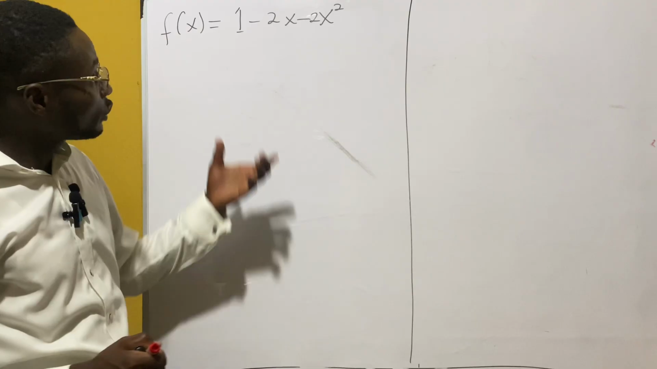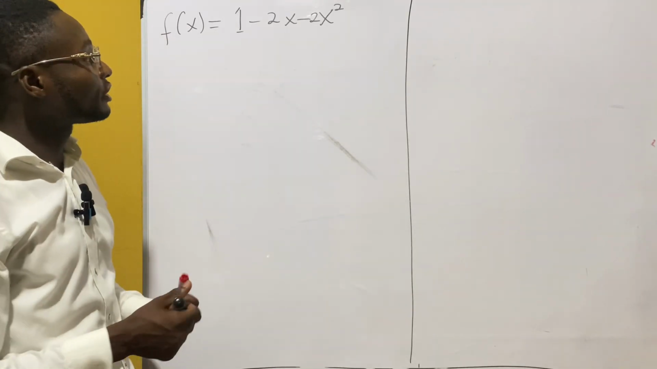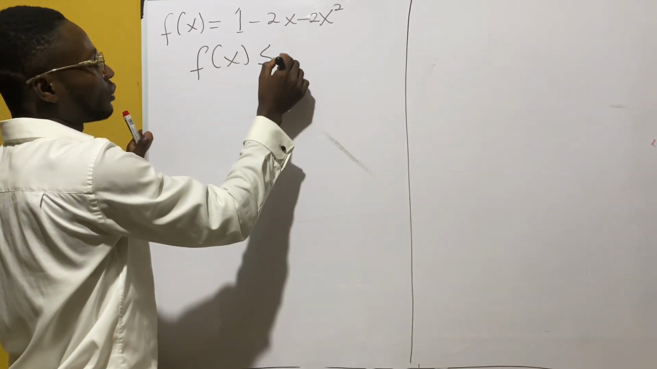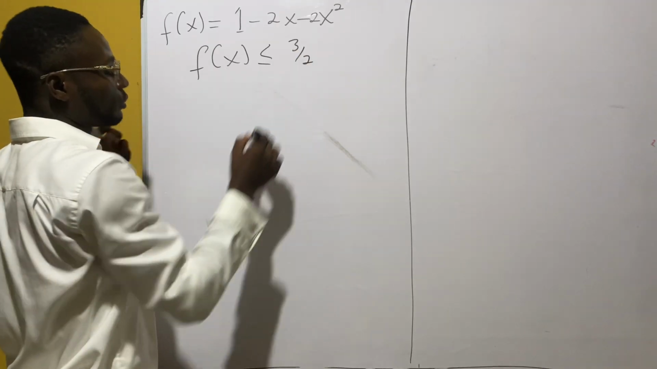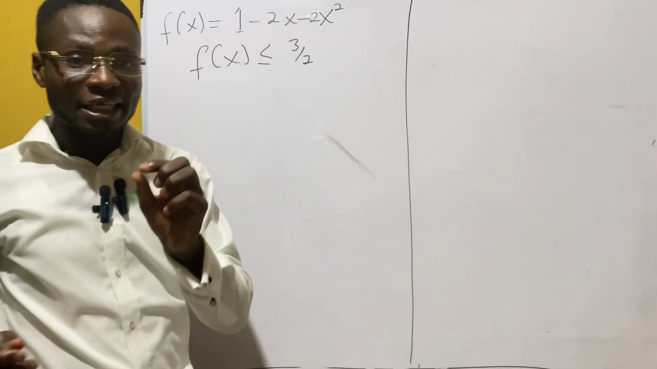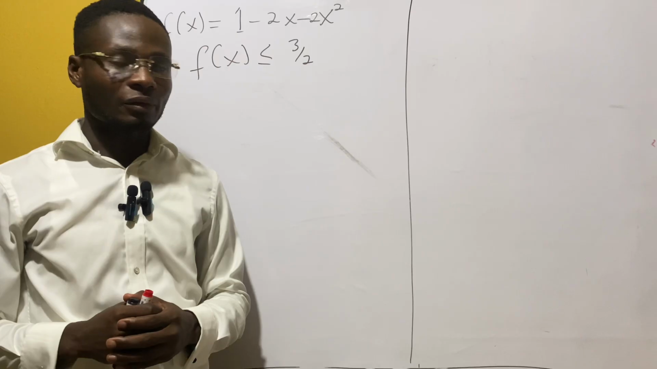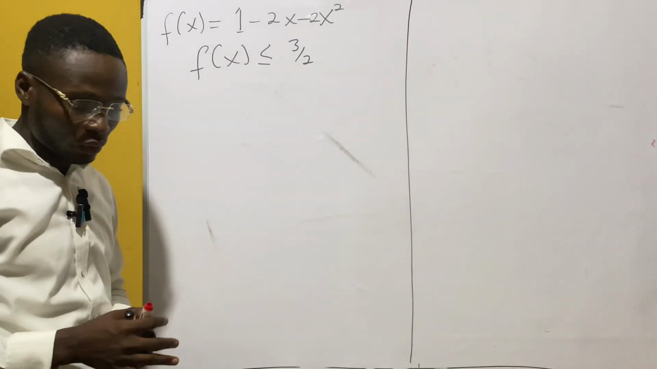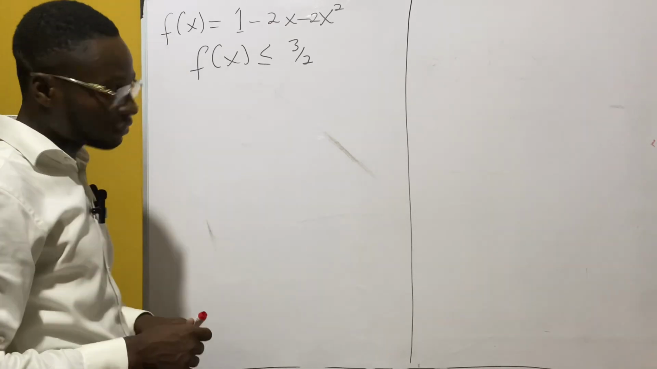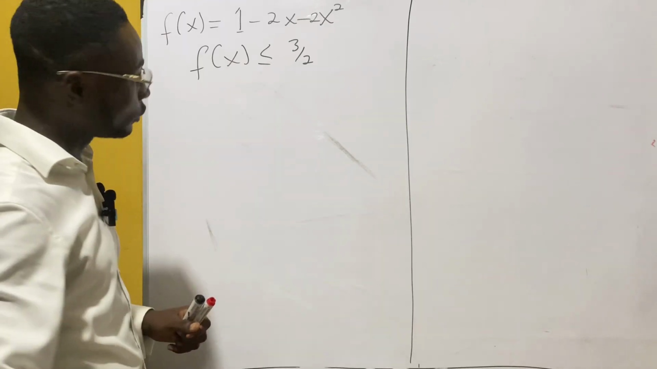So we want to show that for all values of x, the function f(x) is less than or equal to 3 on 2. So indirectly, we have been given the value of q. Here, let's look at how we can find this. For all values of x, they are saying that f(x) is less than or equal to 3 on 2. So let's go.